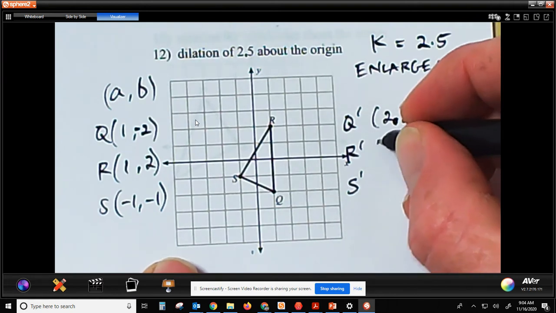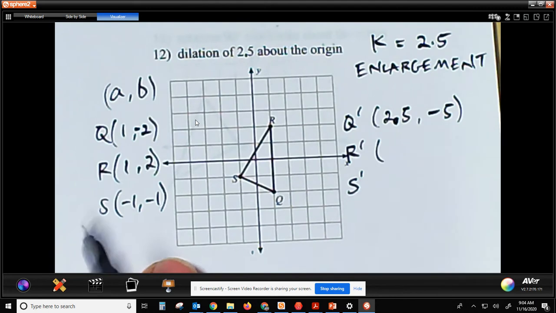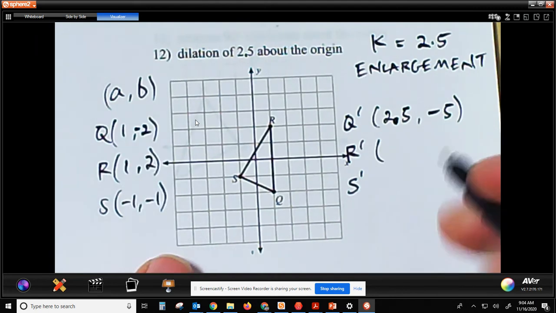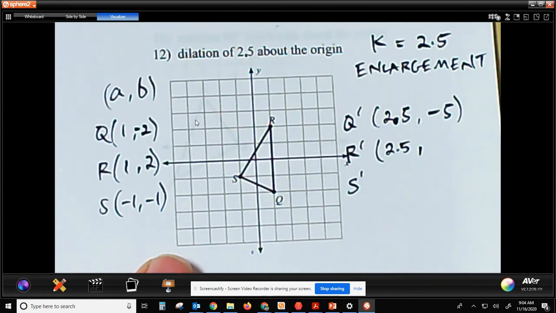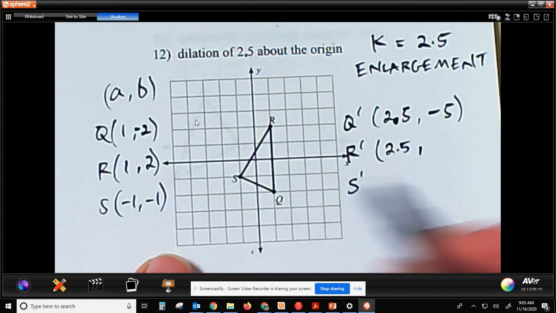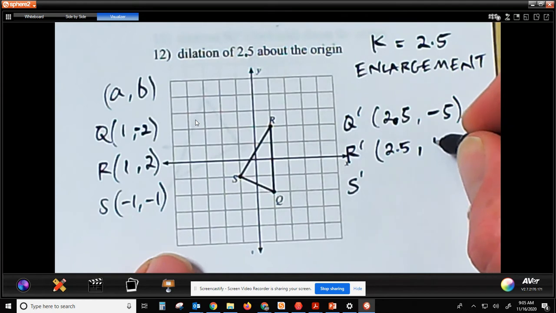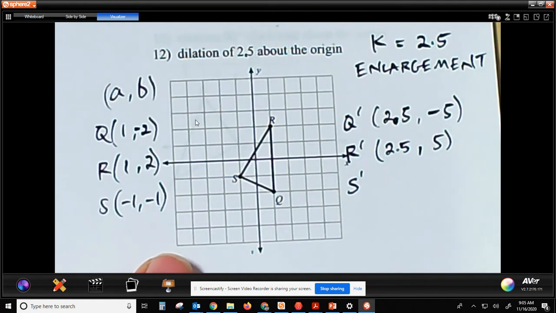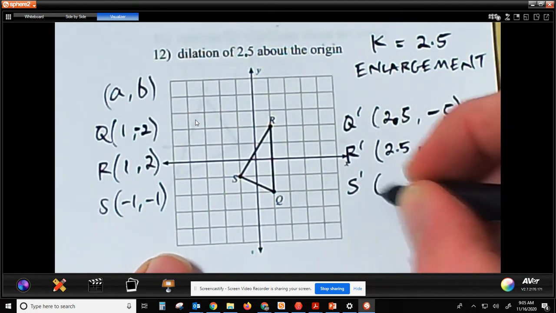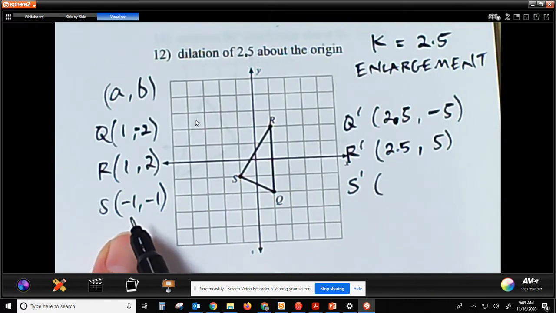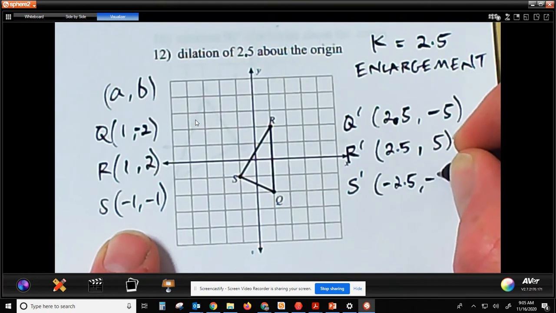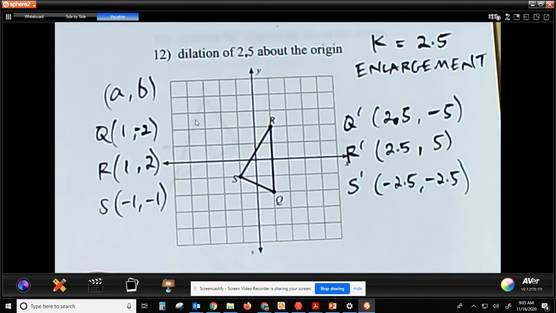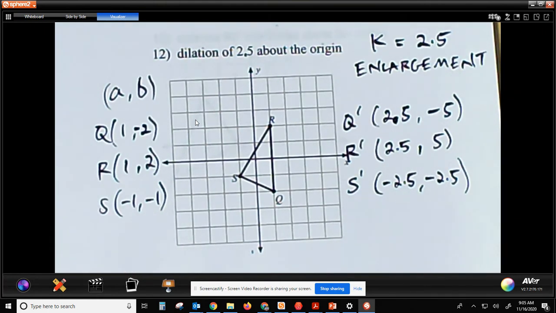Okay. Got the same number here. 1 times 2.5 is another 2.5 for the X coordinate. And this one is a 2 times 2.5, a positive 5. And the last, nice, just negative numbers. Negative 2.5, negative 2.5. So this should have enlarged my triangle, still centered at 0, 0.